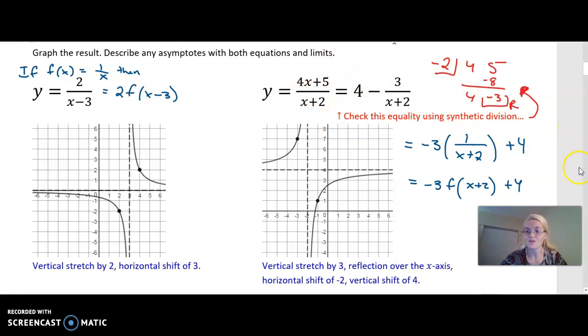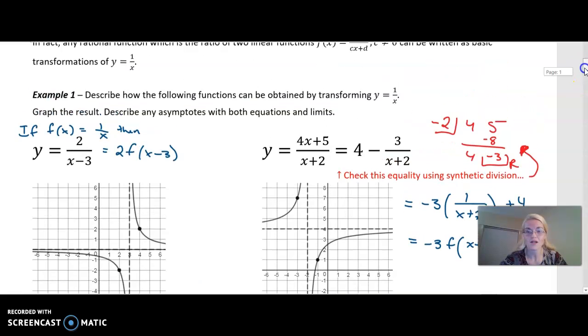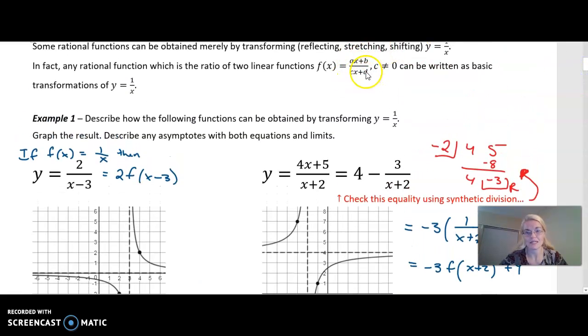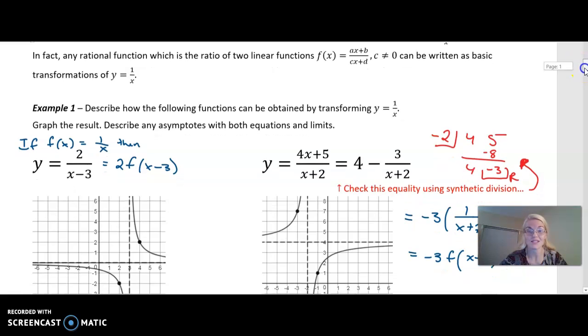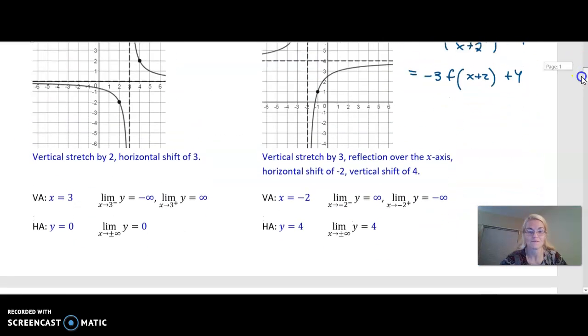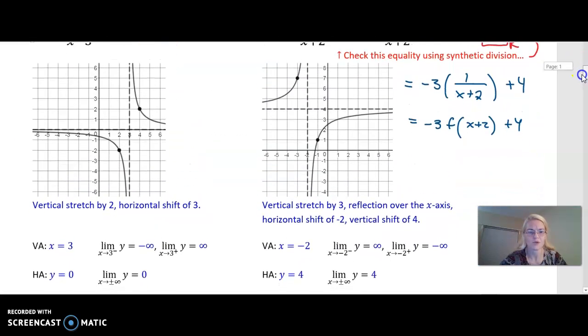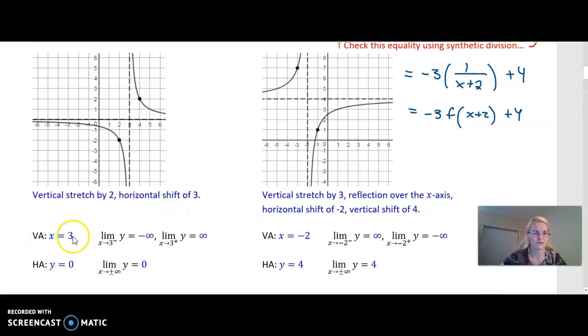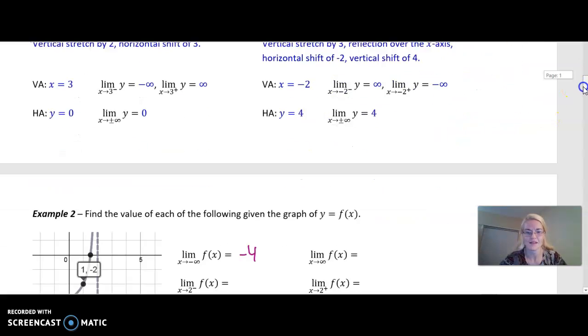Now, that is only true for linear over linear. So let's look at some examples that are not linear over linear. Oh, and then I probably also could have and should have said you can find the vertical asymptotes, horizontal asymptotes, the limits. I trust you can all look at that and read that and make sense out of that.